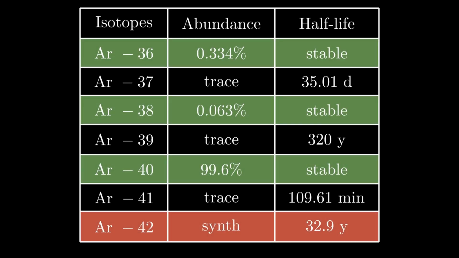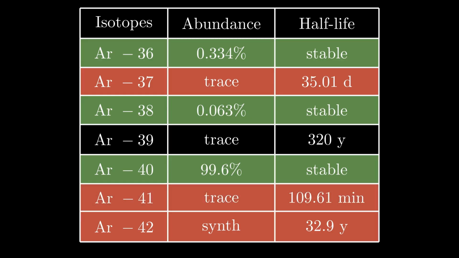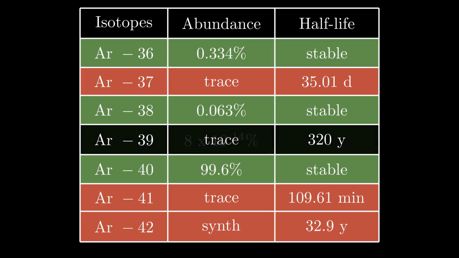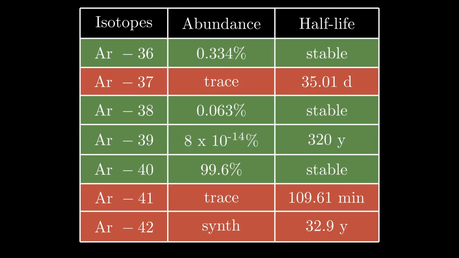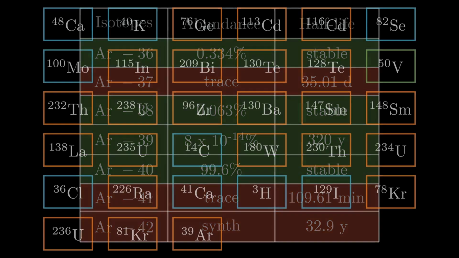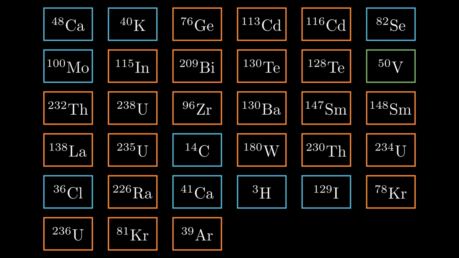As for the trace isotopes, I checked the larger Wikipedia table or did a quick search to try to find an abundance. If I didn't find one, like I couldn't for argon-37 or 41, the isotope was removed. If I did, no matter how small, it was kept. Apparently argon-39 has a percent abundance of 8 times 10 to the negative 14. This method reduced 268 potential isotopes to the 33 you see on the screen now. Calcium-48 is the most common, with argon-39 the least, and most of them are what I previously called contaminants.